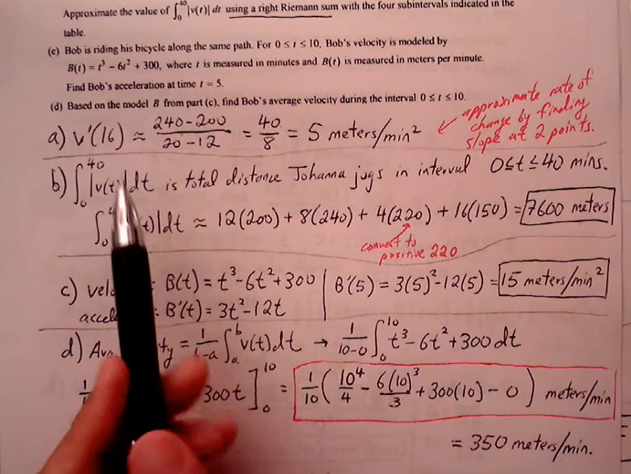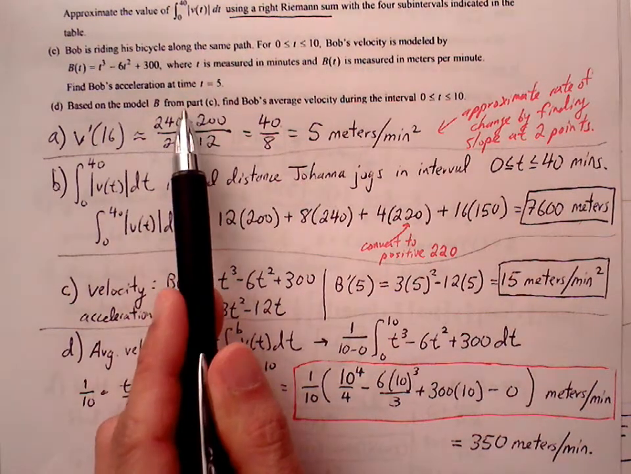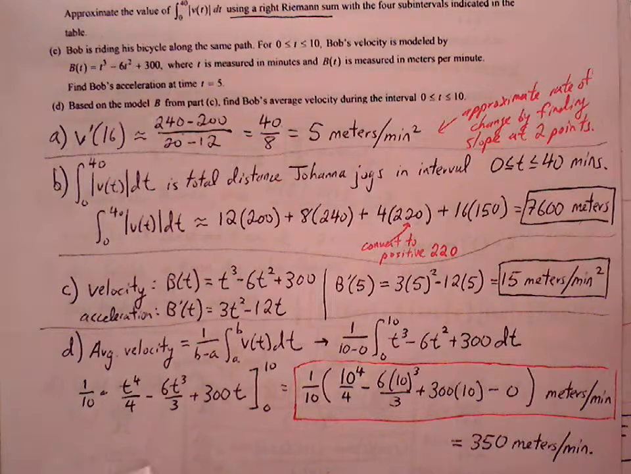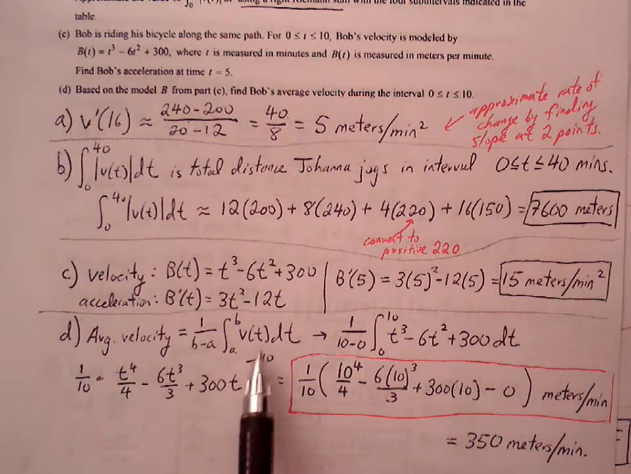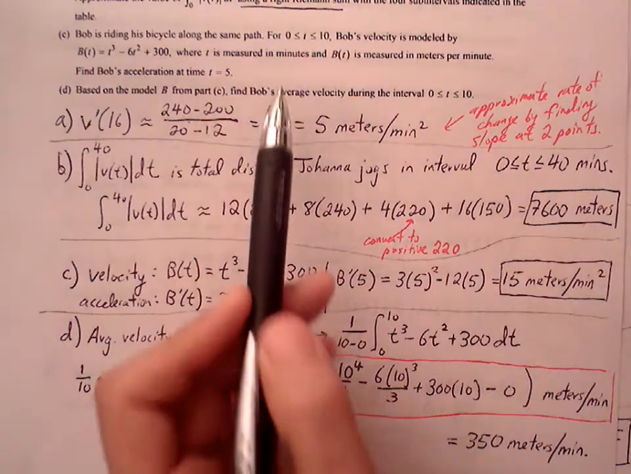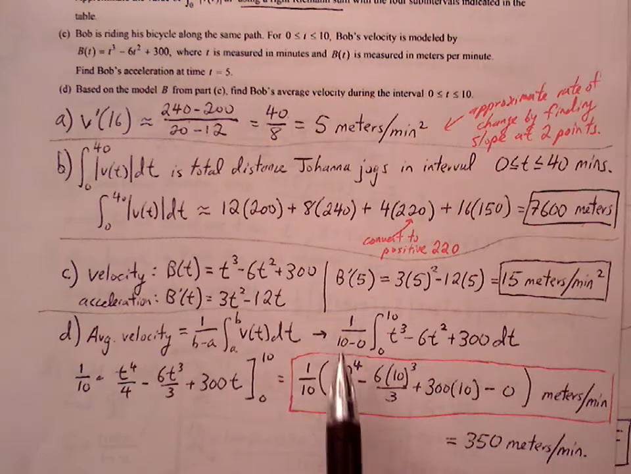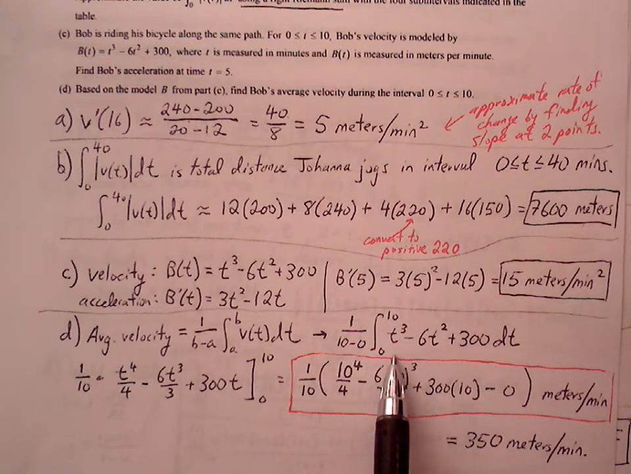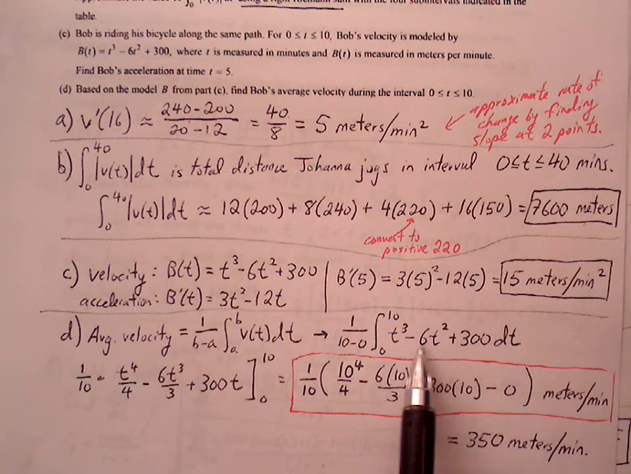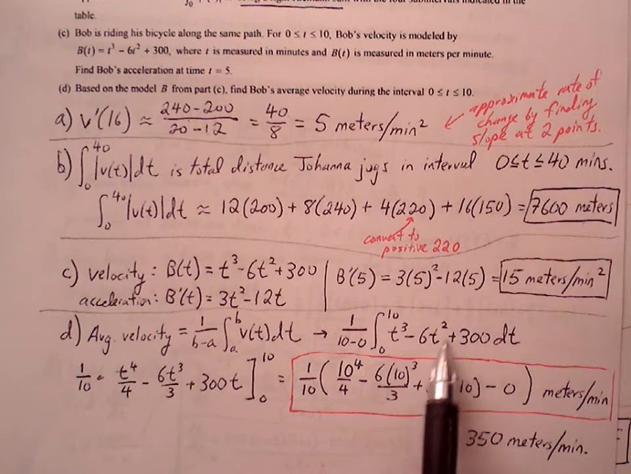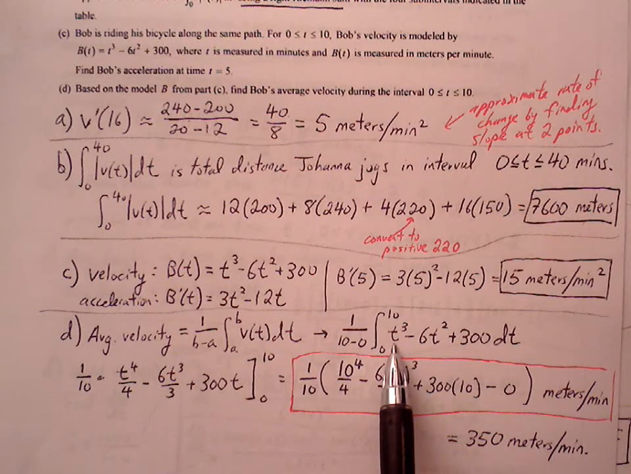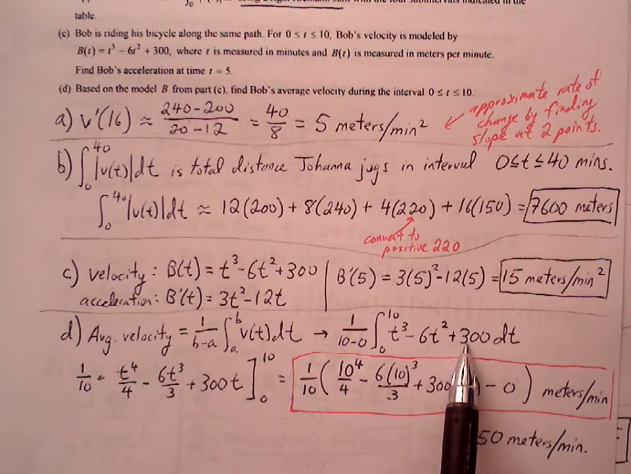For part D, based on the model b from part C, find Bob's average velocity. So average velocity is the average value theorem, 1 over b minus a, integral from a to b of v of t dt. Our a and b values are 0 and 10. That's our starting time and our ending time. And then we do the definite integral from 0 to 10 of the velocity. We have to do this by hand. This is the non-calculator portion, so we've got to go through the power rule. So power rule: t to the 4th over 4, 6t cubed over 3, 300t.